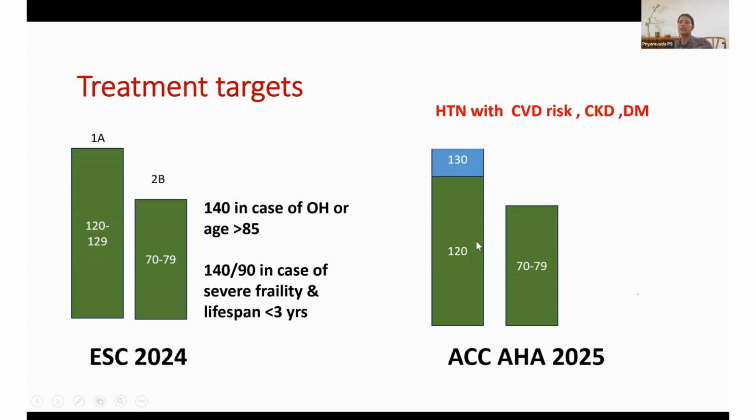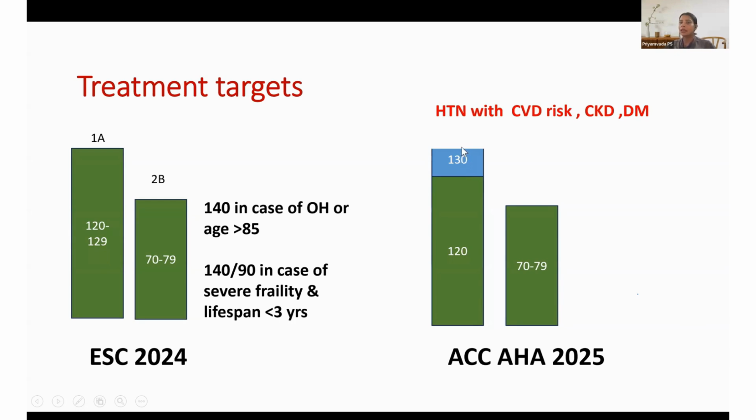Subsequently, in 2025, we have a few more trials: the BP trial in diabetes, the ESPRIT trial in the Asian population, and the STEP trial in the elderly, all of which demonstrated the safety of keeping a target systolic blood pressure less than 120. So ACC-AHA recommends, if possible, trying to keep it less than 120 in those patients without the risk, and less than 120 in patients with cardiovascular risk, CKD, and diabetes.